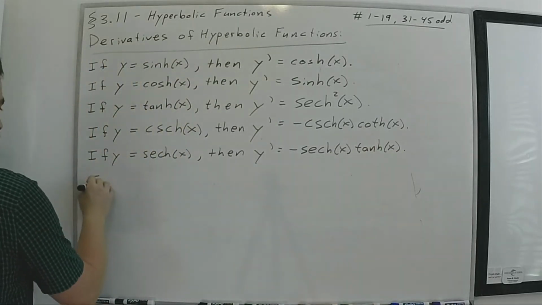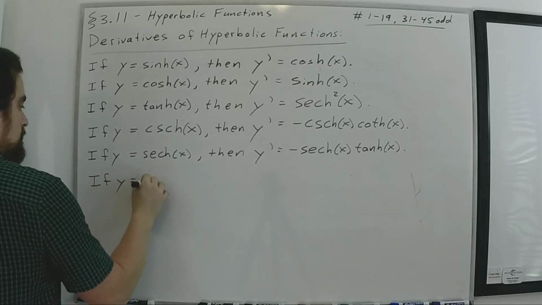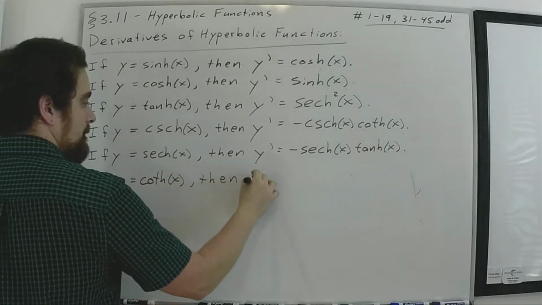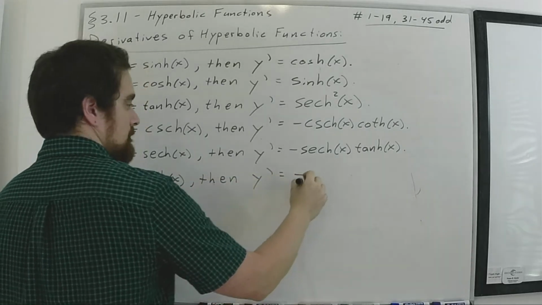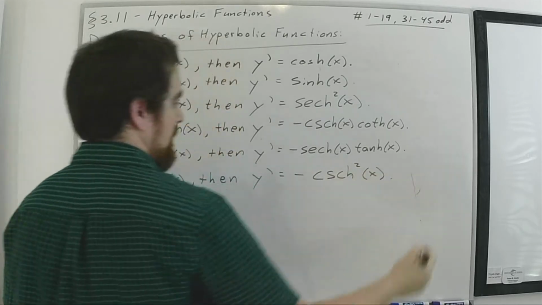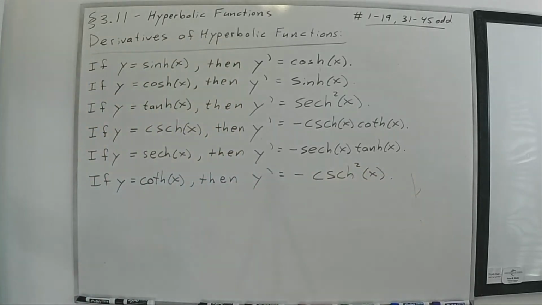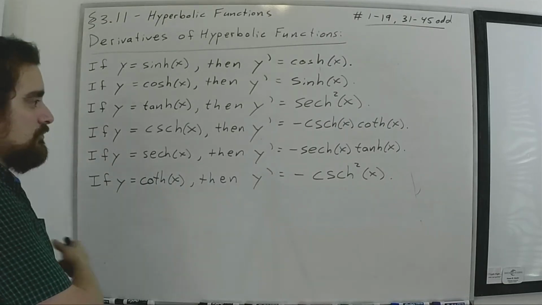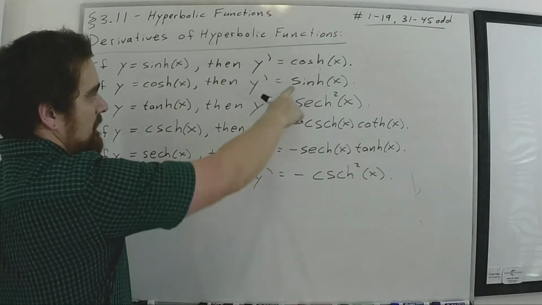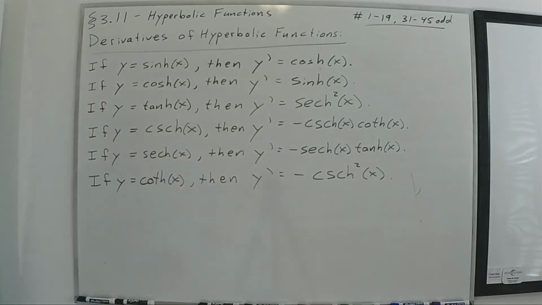And if y is cotangent hyperbolic x, then y prime is negative cosecant hyperbolic squared of x. So again, based on our old trig function derivatives, these patterns mostly look the same. Maybe we're just off by a negative sign here or there. We just want to be a little careful about making sure we get the proper sign on our derivative.